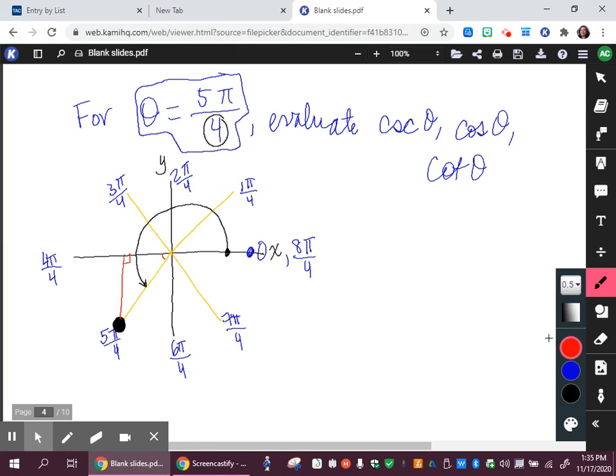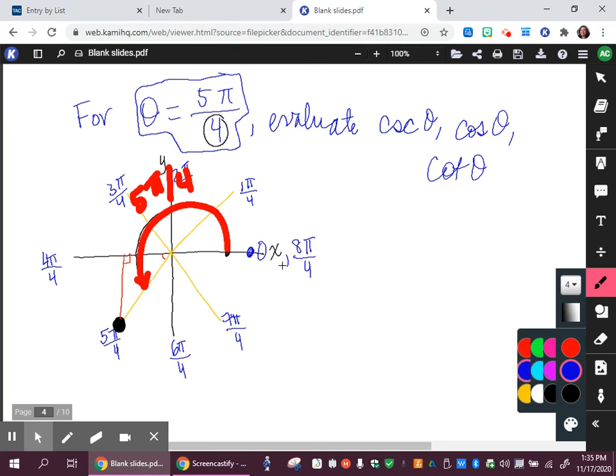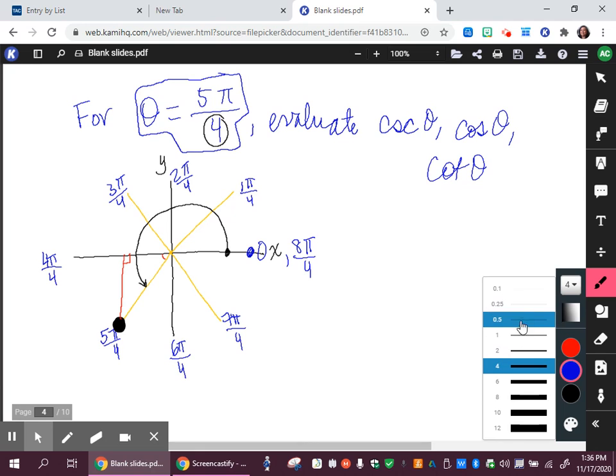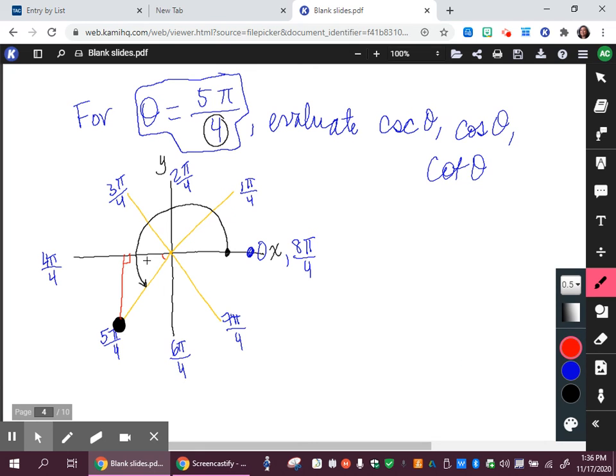So what I want you to understand is this. If from here to here is 5 pi over 4, right? And this from the initial x-axis to this line is 4 pi over 4. If I subtract the blue from the red, what am I left with? Because that's my reference angle, right? And I'm left with pi over 4. And that's what I want you guys to get used to.